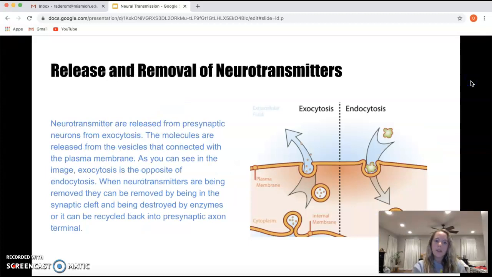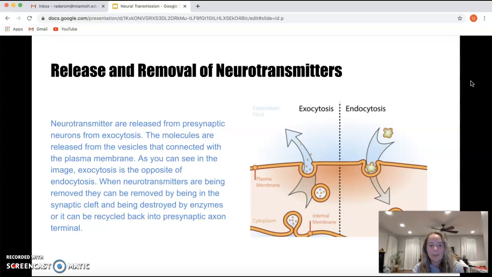And we'll go to the next slide. Release and removal of the neurotransmitters. So as you can see, I also have the image off to the side showing you the exocytosis, which we'll learn here soon, and then the endocytosis, which are both opposite. One releases and one brings them in. So the neurotransmitters are released from the presynaptic neurons by exocytosis. The molecules are released from vesicles that connect with the plasma membrane. As you can see in the image, exocytosis is the opposite of endocytosis.